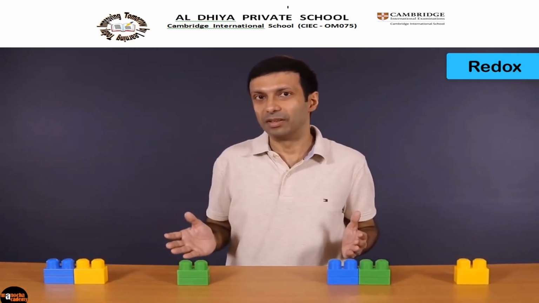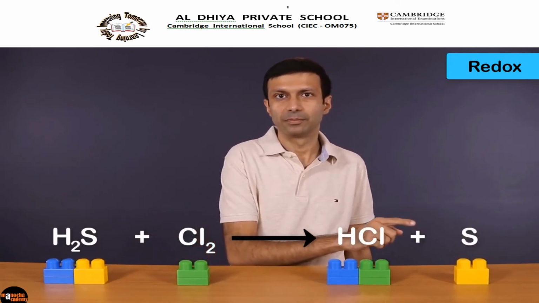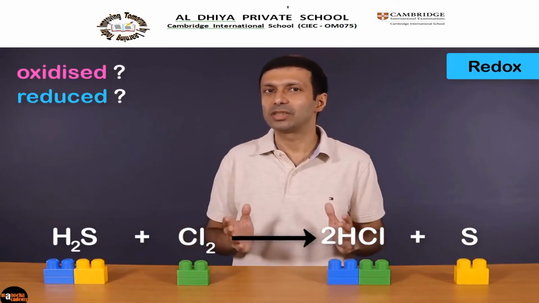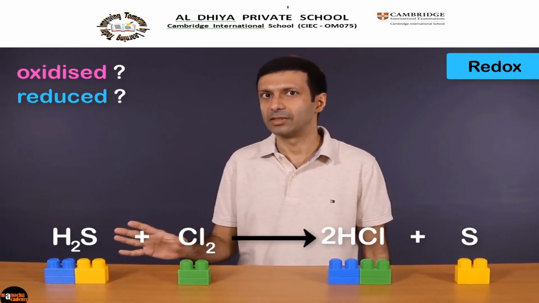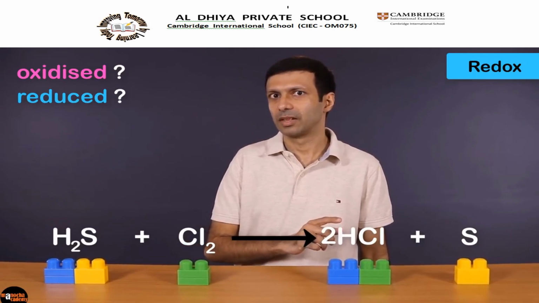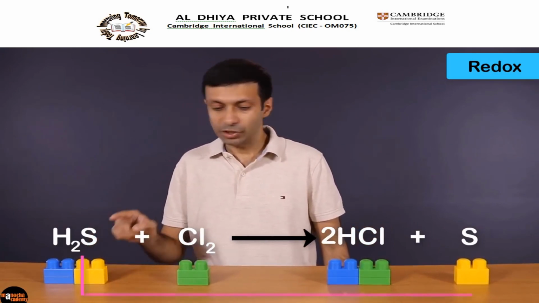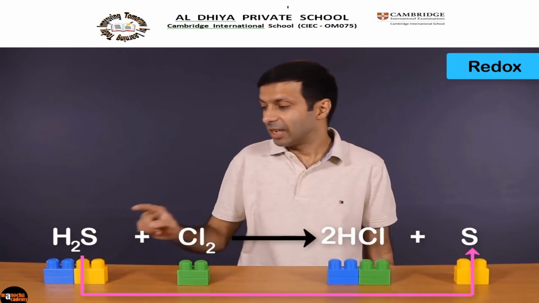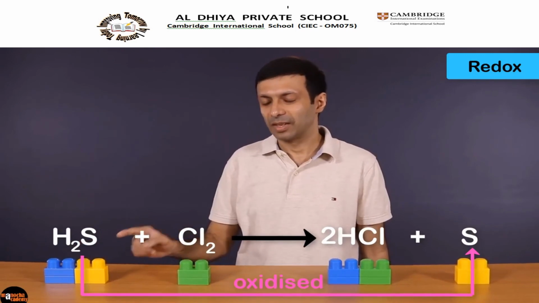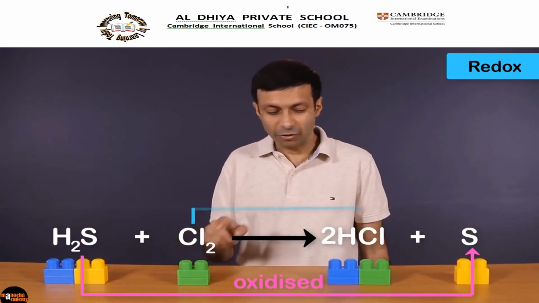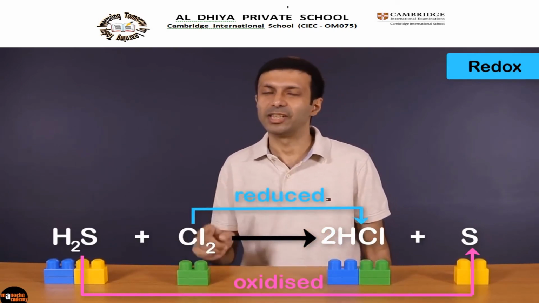Let's look at another example. Hydrogen sulfide and chlorine react to give hydrogen chloride and sulfur. Now, who do you think is getting oxidized and reduced in this reaction? Remember, the answer to this question is only the reactants, not the products. So let's take a look at the reactants. Hydrogen sulfide is changing to sulfur. Since hydrogen sulfide is losing hydrogen, it's getting oxidized. And if you look at chlorine, hydrogen is being added to it and it's becoming hydrogen chloride. So chlorine is being reduced here.